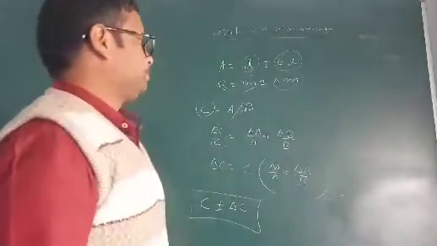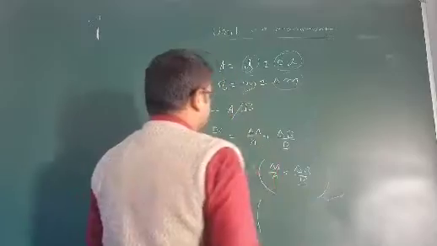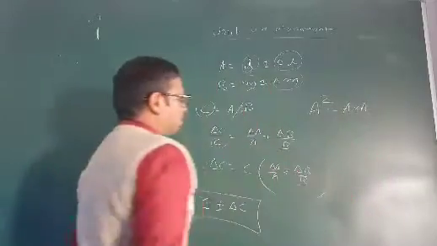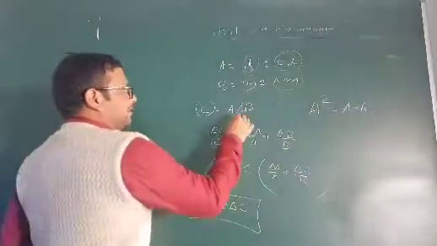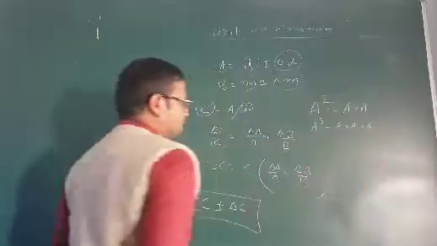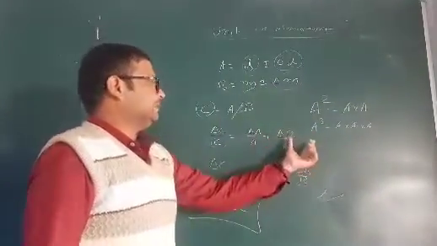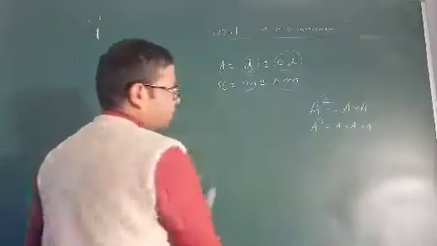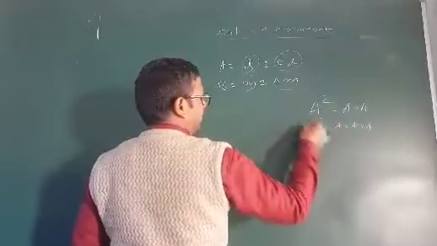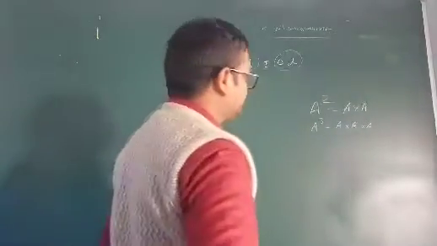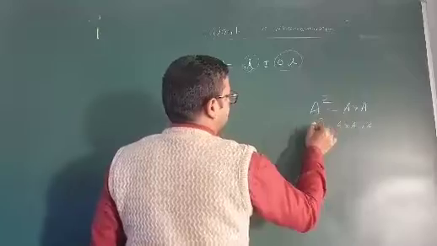Then what about the power? In case of power, suppose A square, we write A into A. A cube is A into A into A. So it is very easy, the power comes in front. So what is the value of A square or A cube, if A equals this?